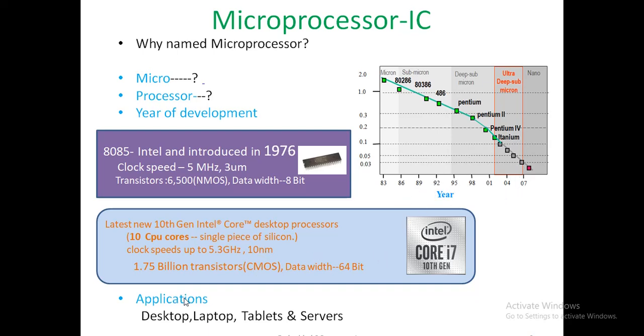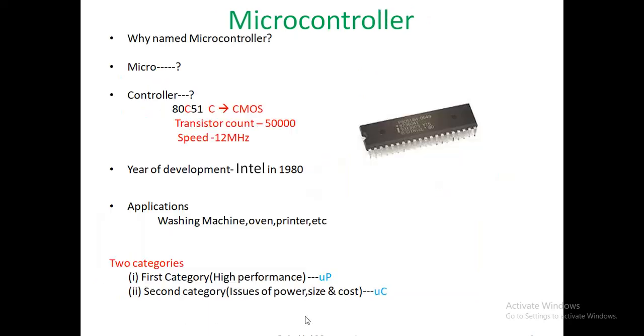The applications of microprocessors are desktops, laptops, tablets and servers. In servers they are using the Intel Xeon processor. The processor performance is 4 to 5 times faster than desktops and laptops.